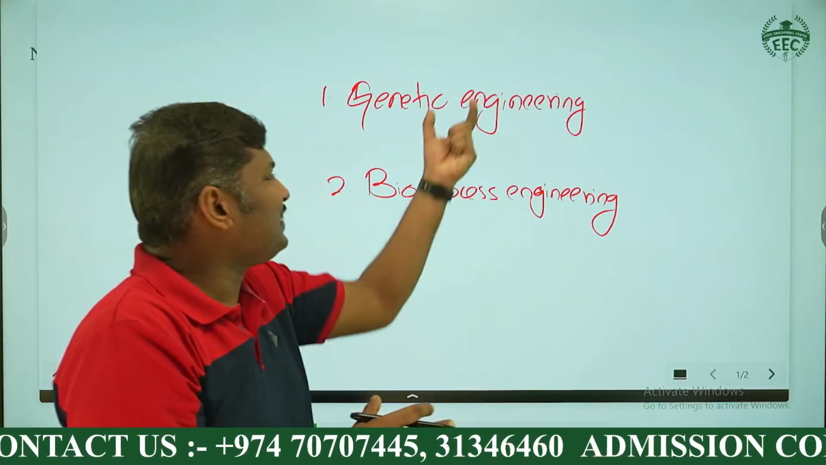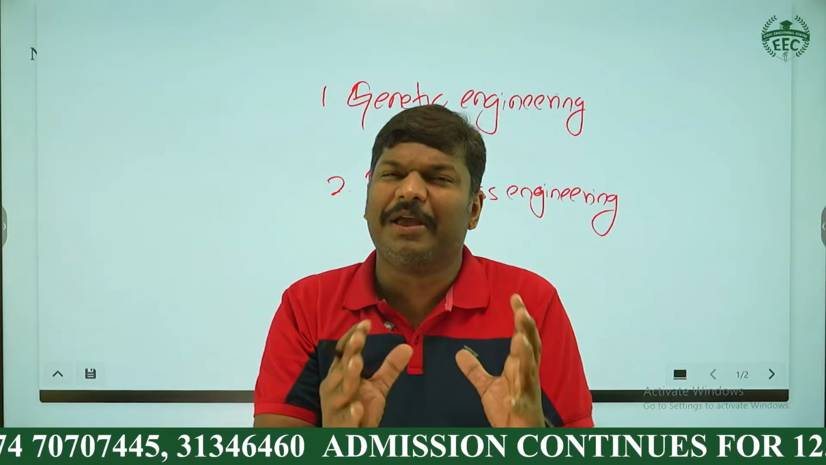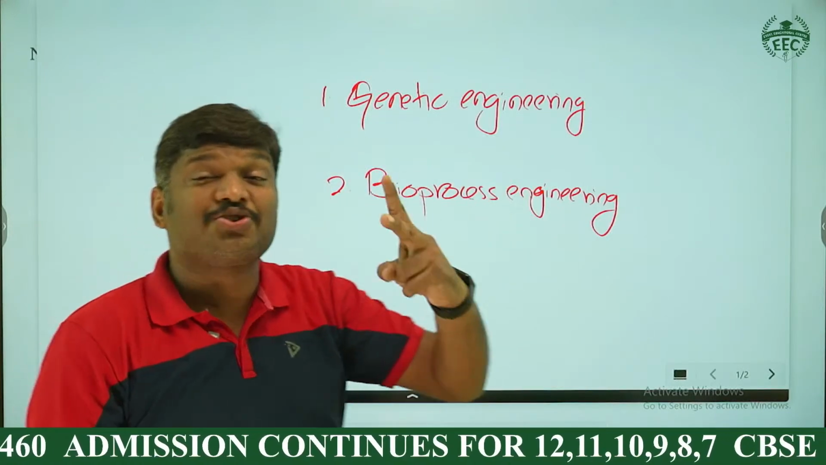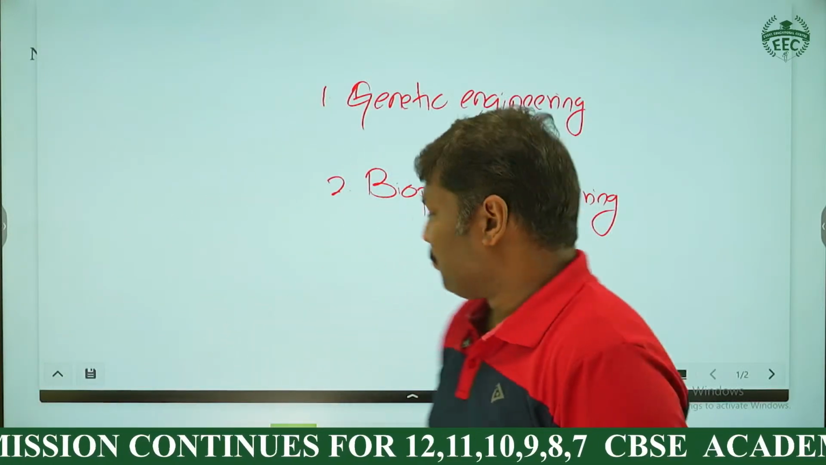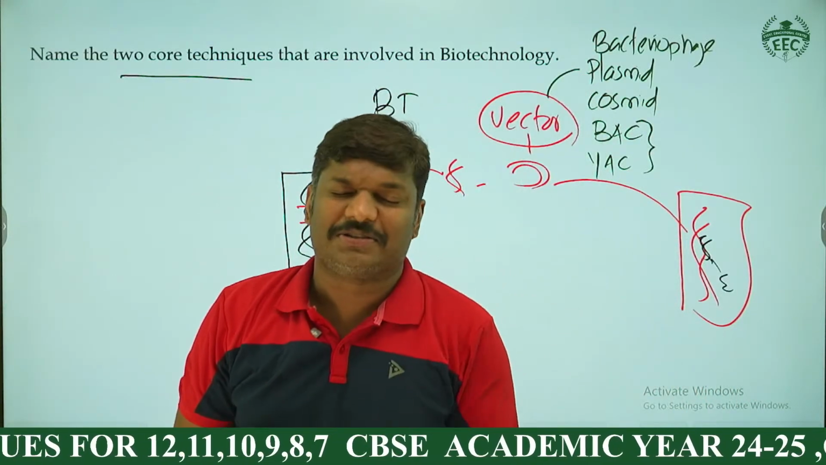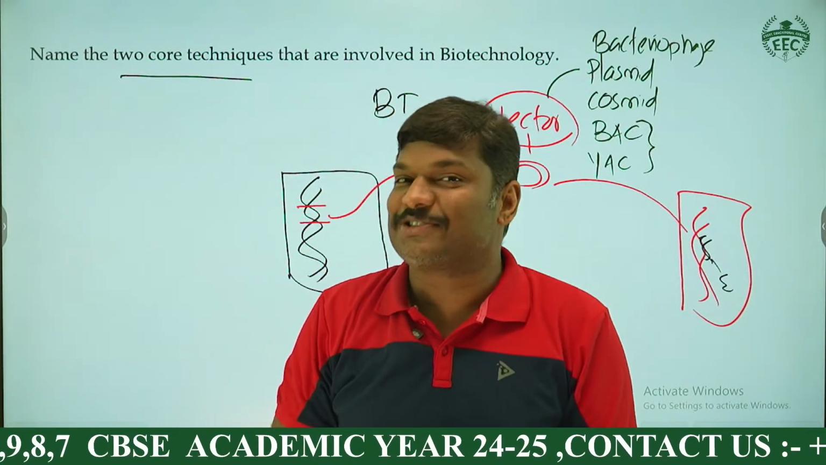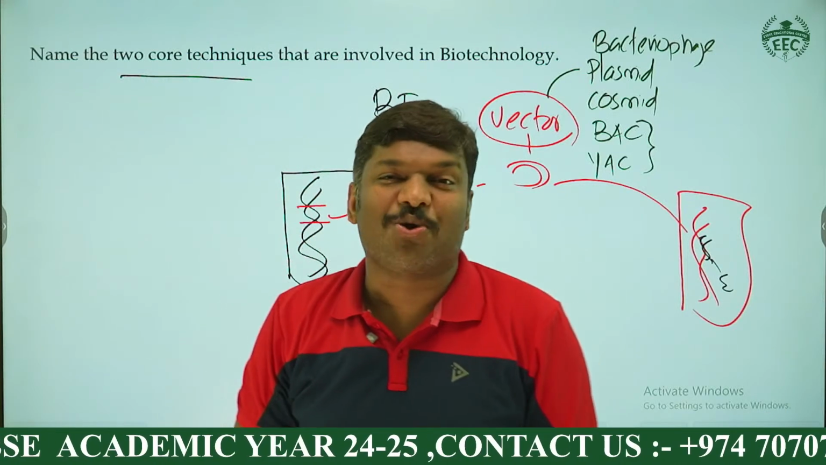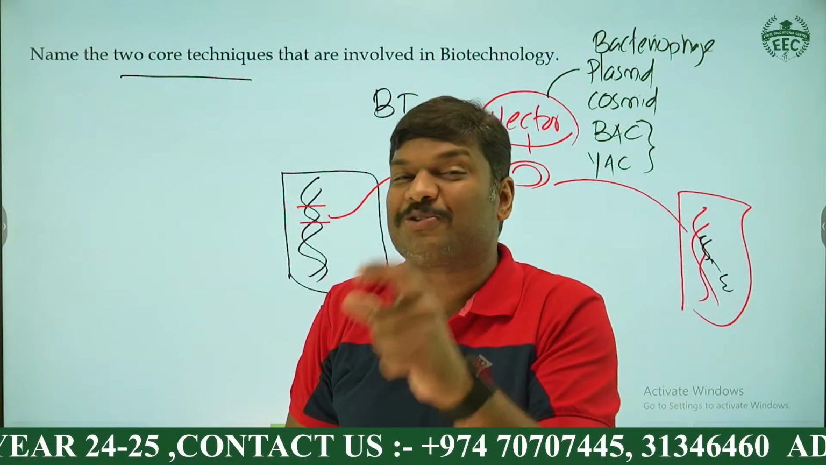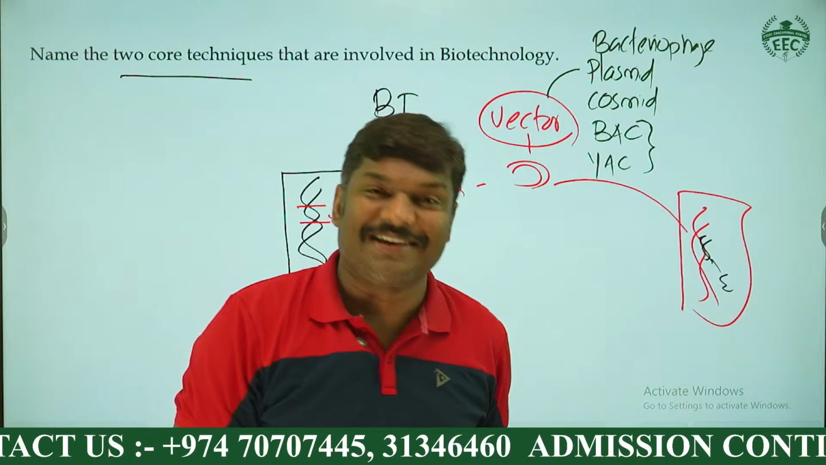So there are two: one is related with the genes and the other one is related with the medium. The medium should be microbial free and extremely hygienic, my dear student. These are the two core techniques in biotechnology. So the answer for that question: the first one is genetic engineering, and the second one is bioprocess engineering. Bioprocess engineering is also known as chemical engineering, but in your textbook the word given is bioprocess engineering, so you can write that. Genetic engineering and bioprocess engineering are the two core techniques in biotechnology.